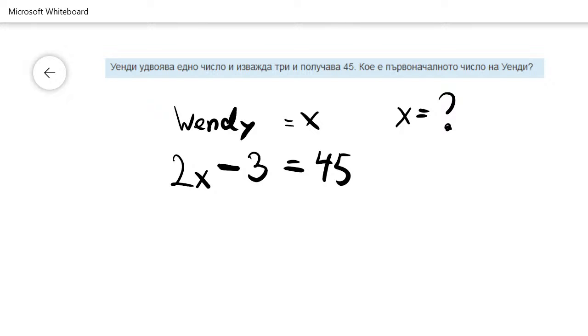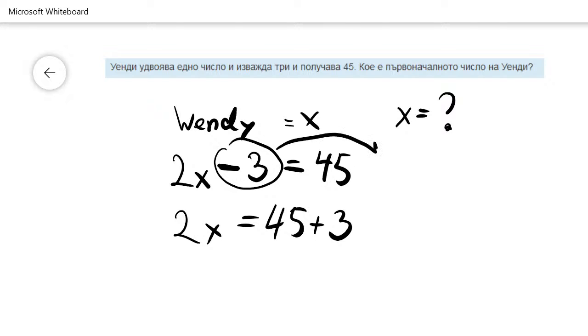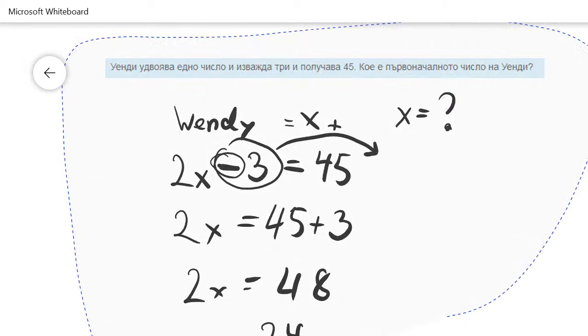Now, that's a very easy equation. We take this one, and it's going here with the opposite, so 2x is equal 48, x is equal 24. Now that was a pretty easy one, so we'll just erase it.